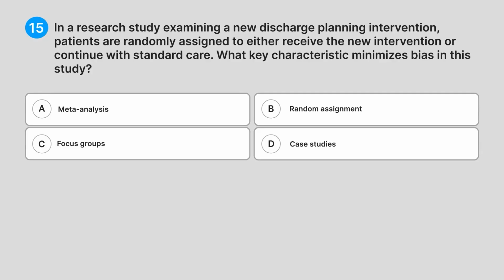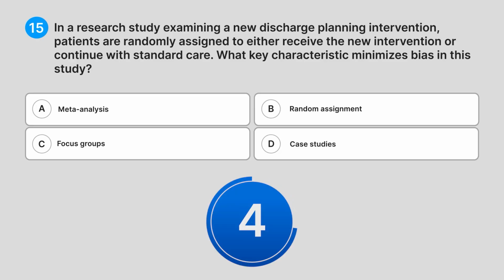15. In a research study examining a new discharge planning intervention, patients are randomly assigned to either receive the new intervention or continue with standard care. What key characteristic minimizes bias in this study? A. Meta-analysis. B. Random assignment. C. Focus groups. D. Case studies. Can you guess the answer?